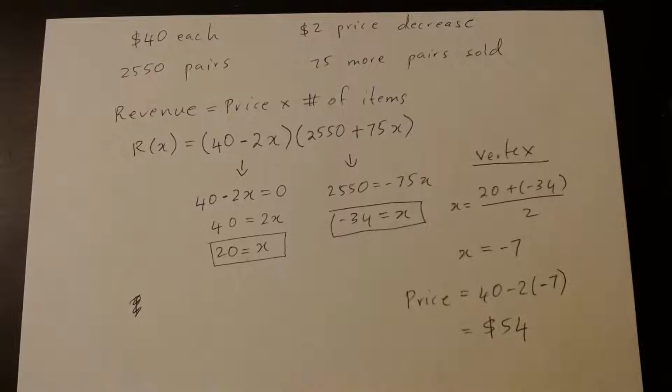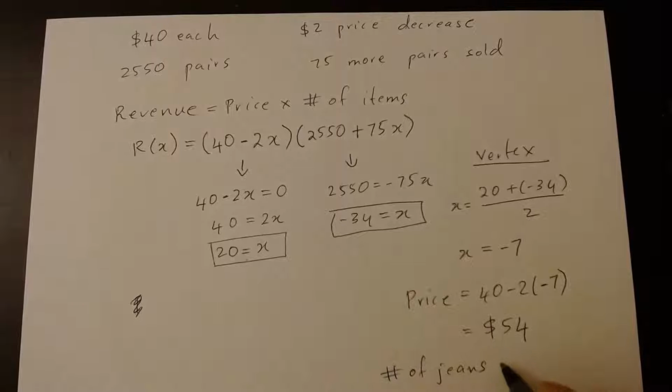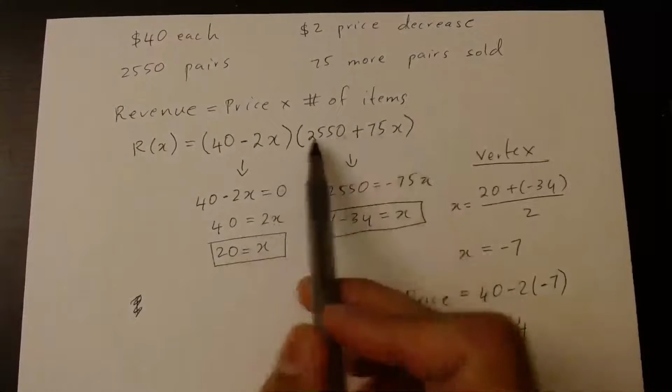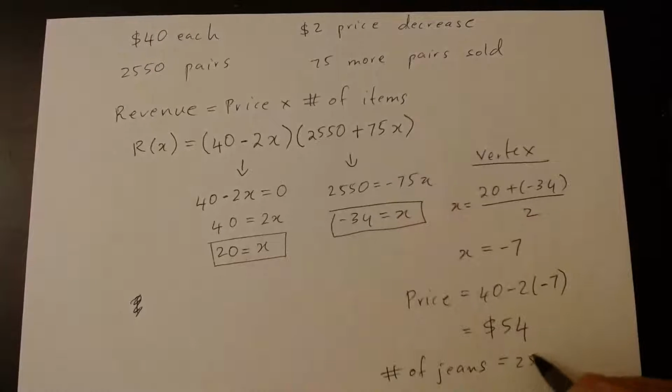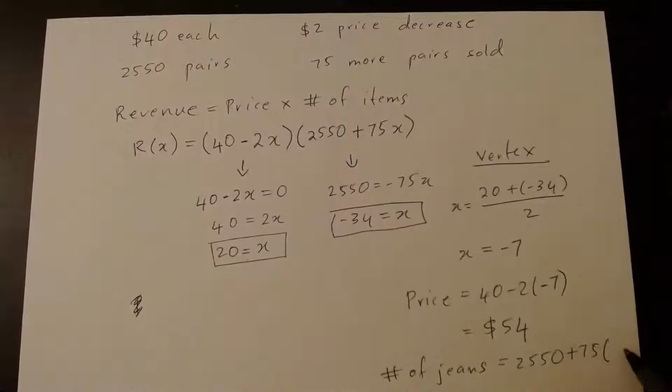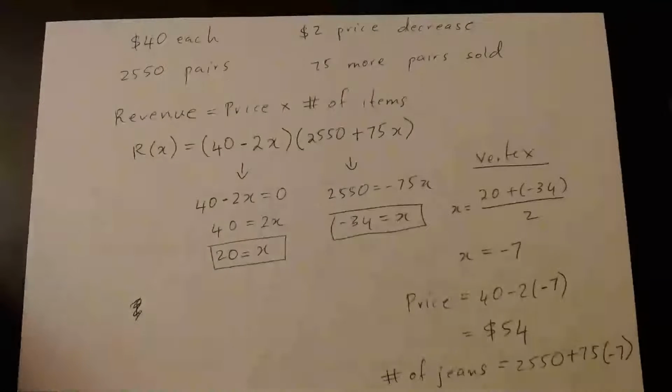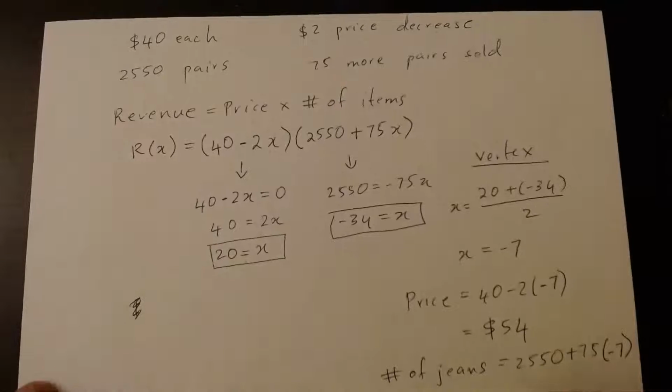Okay, how many jeans are going to be sold at this price? Well, if I want to find the number of jeans or the number of items, whatever you want to call it, it's just this equation right here. So 2550 plus 75 times negative 7. And this is going to give me 2025 jeans.